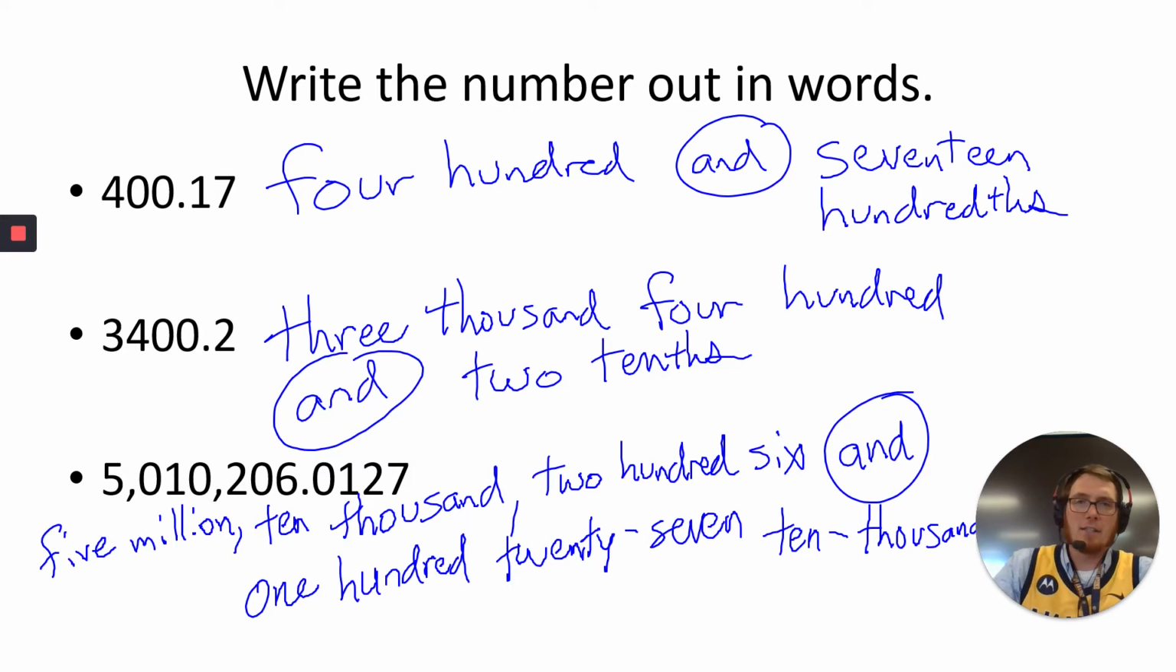And you go down the list, you can see what they are. I will comment on the last one. The last one should be 5,010,206 and 127 10,000ths. Just read that number, cover up the decimal point and say, all right, what is that number? And you should see what's left, and it should be in the 10,000ths place.